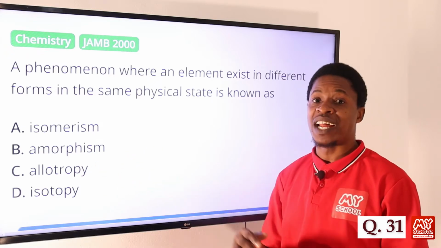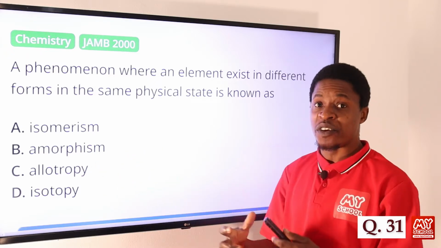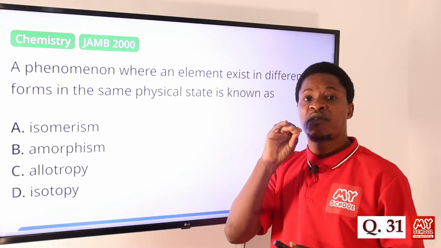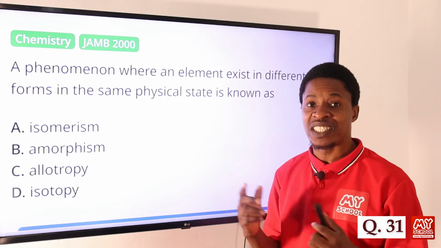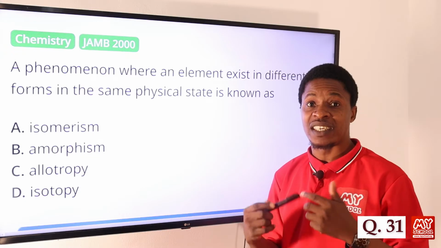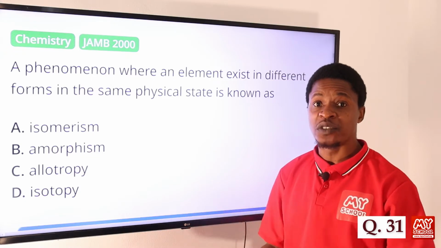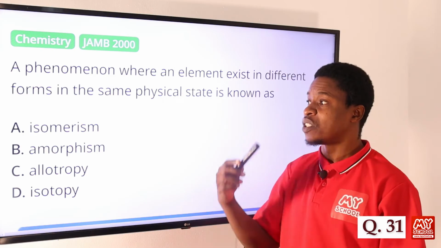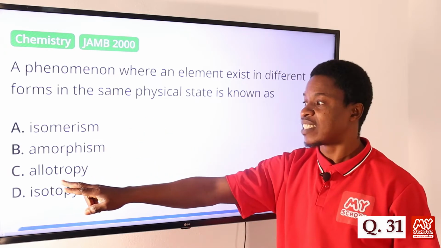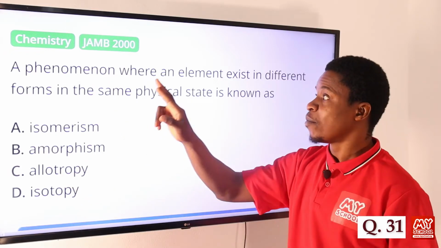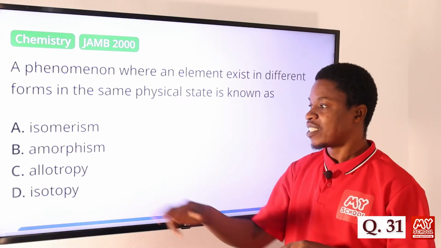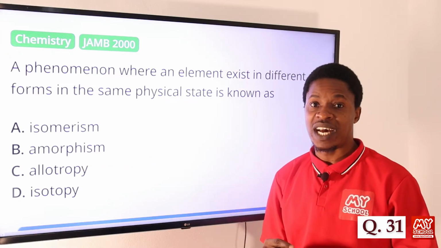And then allotropy is a phenomenon where a particular element exists in different forms in the same physical state. For instance, carbon has allotropes, usually graphite and diamond. We have sulfur too; those are elements that exhibit allotropy. So the correct answer is option C. Allotropy is the right answer, because allotropy is the phenomenon where an element exists in different forms in the same physical state.